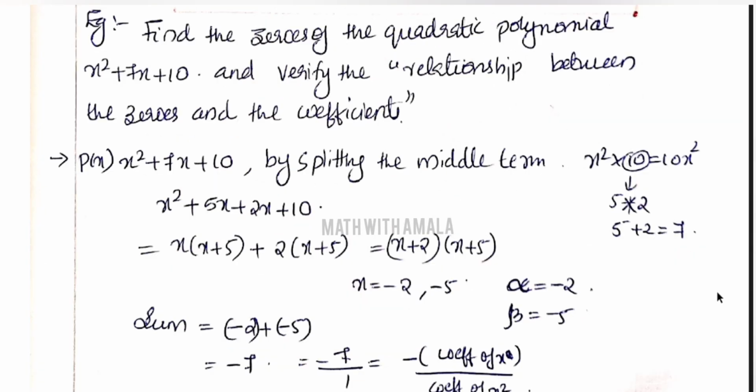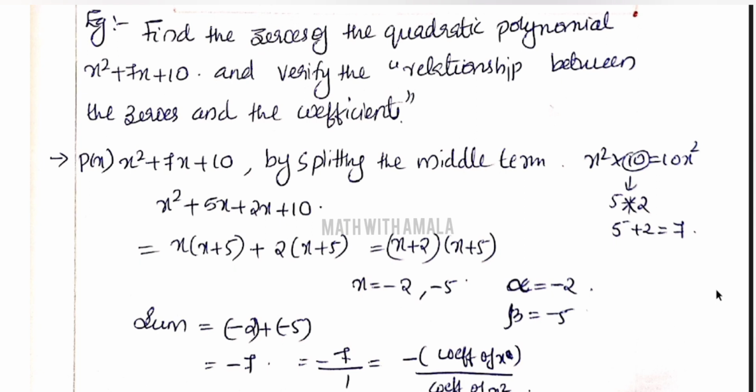Likewise alpha beta, which is the product, is equal to constant term by coefficient of x square. Let's have one question. Find the zeros of quadratic polynomial x square plus 7x plus 10 and verify the relationship between the zeros and the coefficients. Here p of x is given as x square plus 7x plus 10, and we have to find the zeros first of all.